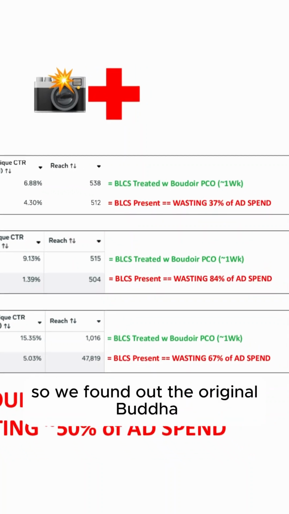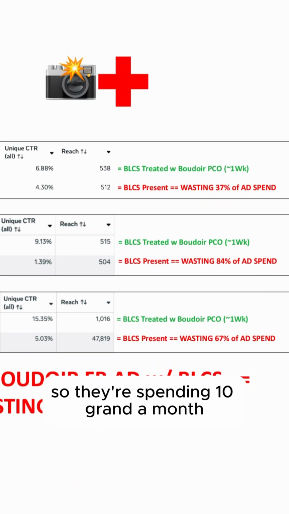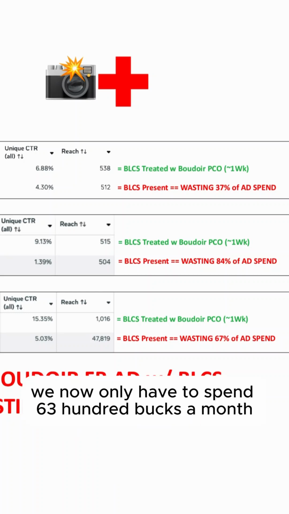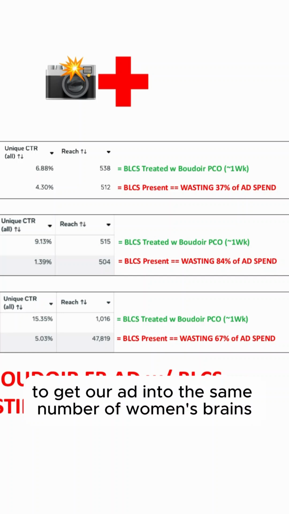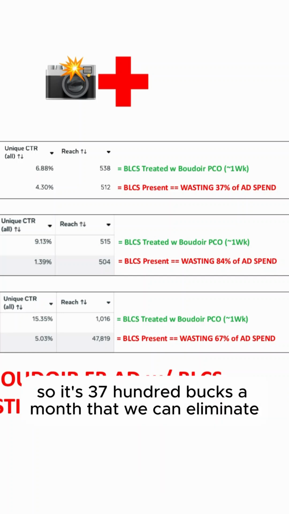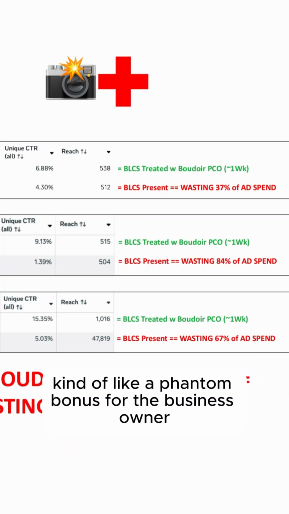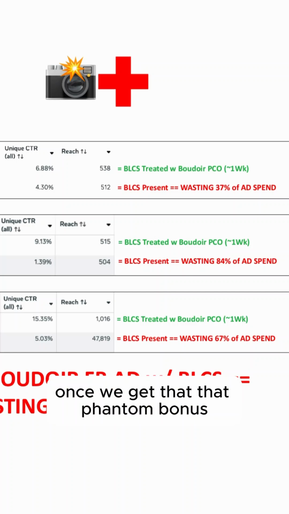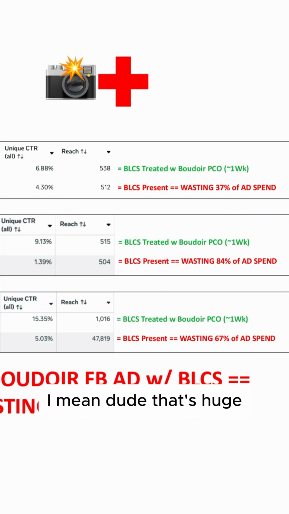So we found out the original Boudoir Facebook ad was wasting 37% of ad spend. So if they're spending 10 grand a month on Boudoir Facebook ads with that original, then we now only have to spend $6,300 a month with the Boudoir Pico treated ad to get our ad into the same number of women's brains. So it's $3,700 a month that we can eliminate that was being wasted, and we can save that money, kind of like a phantom bonus for the business owner. And once we get that phantom bonus, what's that, like 40K over the next 12 months? I mean, dude, that's huge.